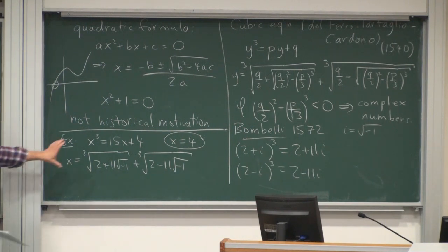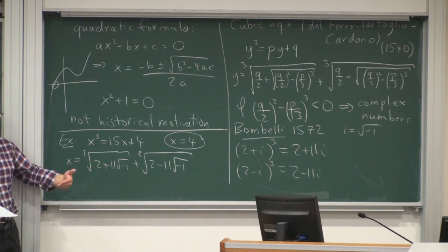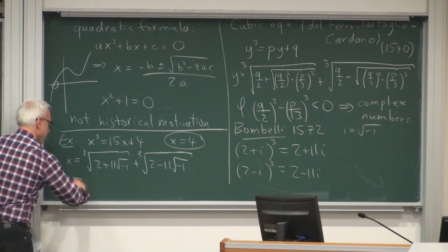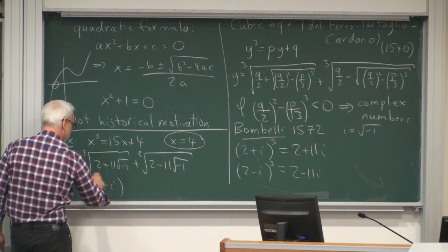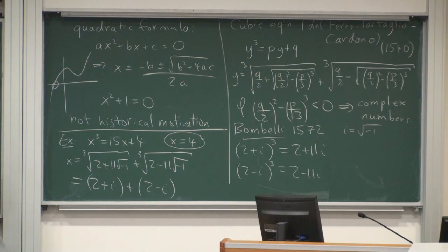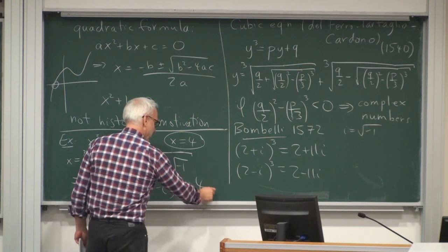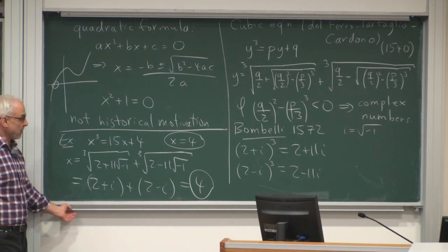So he saw that you could interpret this cube root of a complex number within the complex number framework. So using this insight, the cube root of this should be 2 plus i, and the cube root of this one should be 2 minus i. And when we add those up, we do in fact get 4. So Bombelli was pointing out that there's a consistent kind of arithmetic underlying this strange square root of minus 1 that actually allows us to solve the cubic.